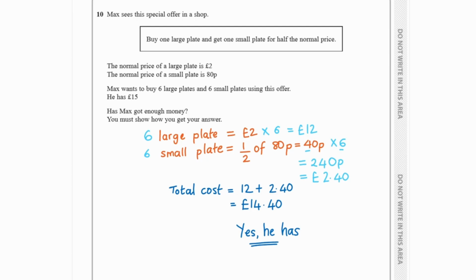So for this question, we would first get 1 mark for finding the correct half price, which is 40p for 1 small plate. We will then get a 2nd mark for finding the cost of 6 large plates, a 3rd mark for getting the cost of 6 small plates, and the final mark for getting the total cost and showing that he has got enough money.